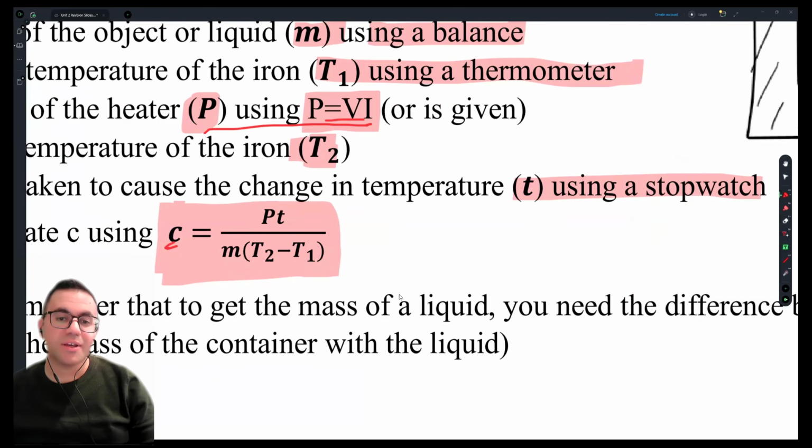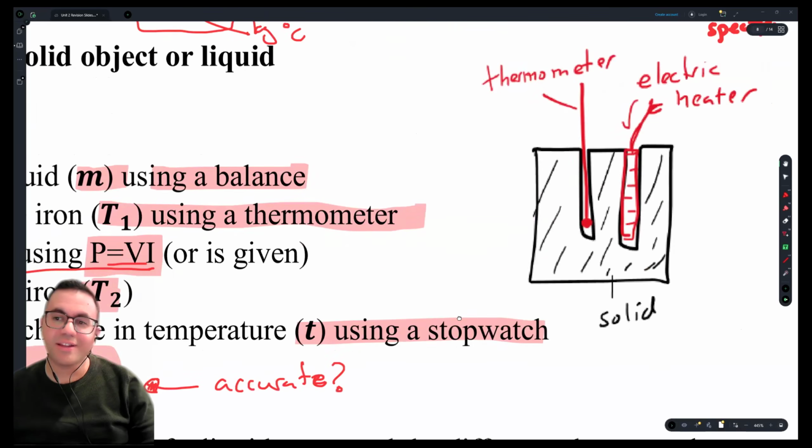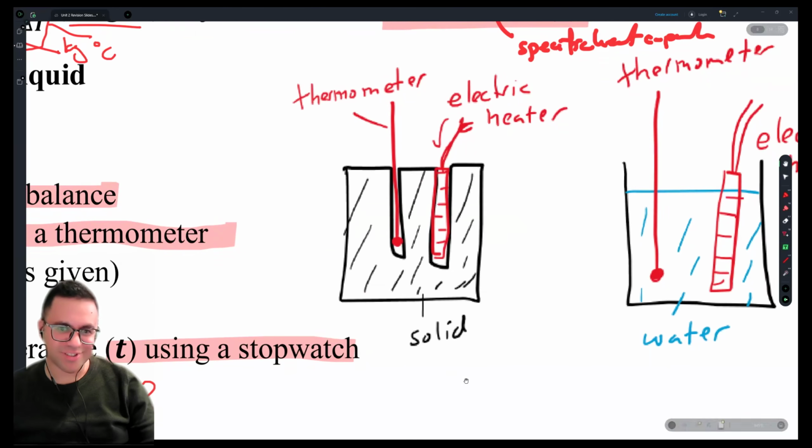One extra bit. Is the value of C always going to be accurate? Obviously not. There's no such thing as 100% accuracy in anything. But specifically in this experiment, there are sources of error. And it's a very common one in thermophysics, which is what?